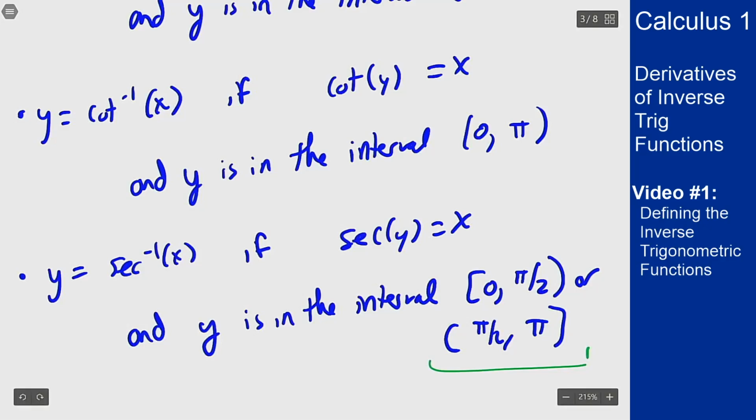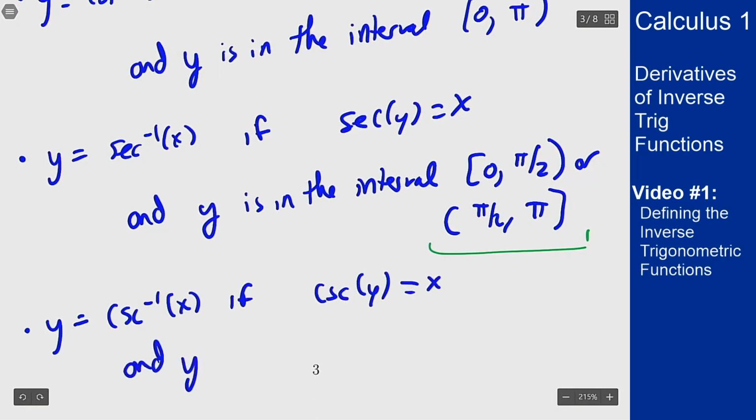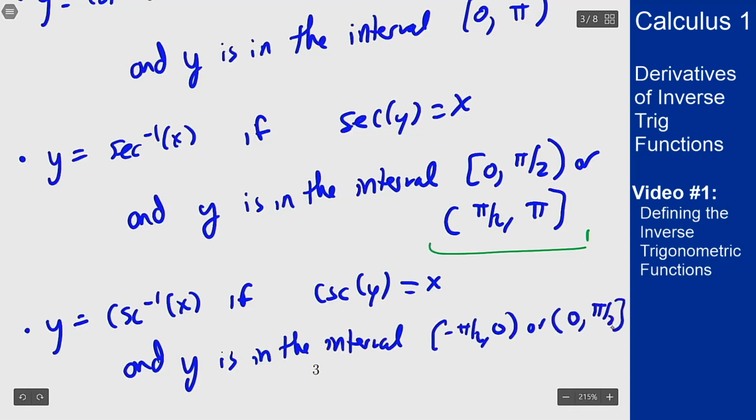And the same goes for cosecant. So y is cosecant inverse of x if cosecant of y equals x, and y is in the interval minus pi over 2 to 0, or 0 to pi over 2. For the same reasons as above, that's the same interval in which we define the inverse sine function, having to exclude 0 because sine of 0 is 0, and I can't flip that over to put that in the denominator. So that's how these inverse trig functions are generally defined, and we'll see in future videos how to go about differentiating them.